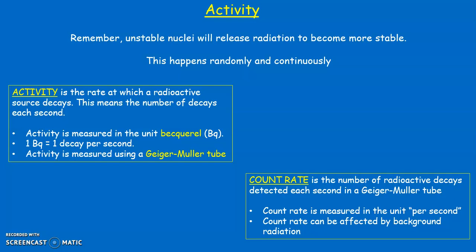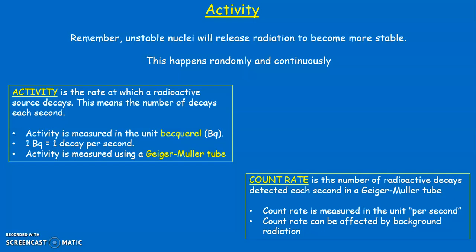So count rate is measured in units per second. So you might have, say, 3 counts per second. That means that there are 3 ionizing radiations going through the counter each second. The problem with count rate, however, is it can be affected by background radiation.